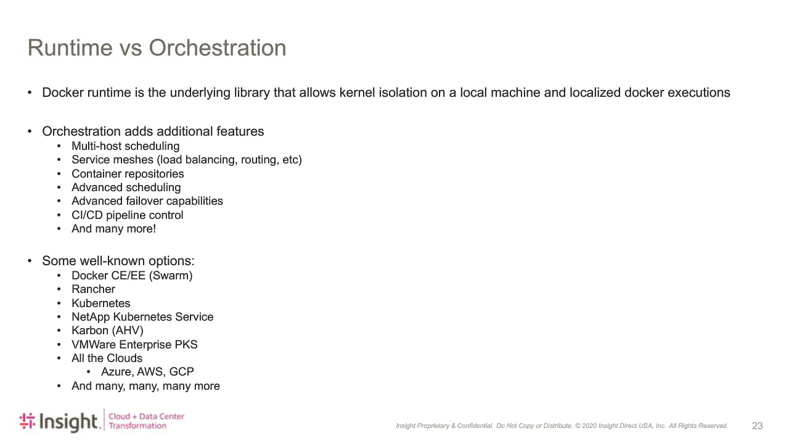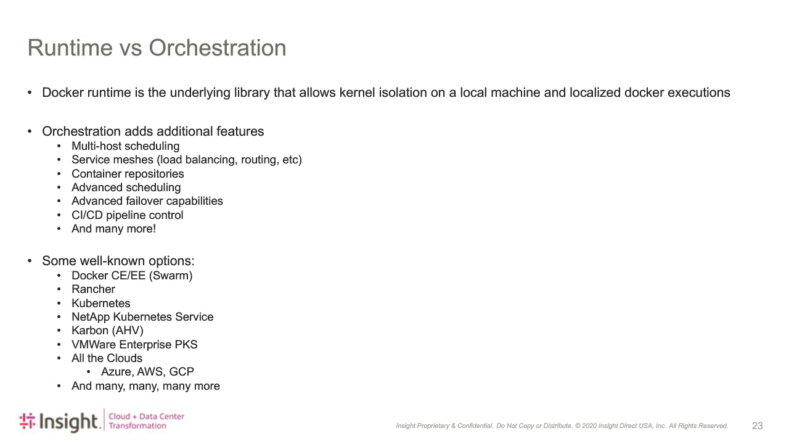So you can see some of the things here that orchestration adds on top of just basic container maintenance. Multi-host scheduling, service meshes, which is load balancing, routing, things like that. Container repositories, some advanced scheduling of containers, CI/CD pipeline control, failover capabilities, everything you'd expect in a more enterprise-ready solution than a one-off Docker server.